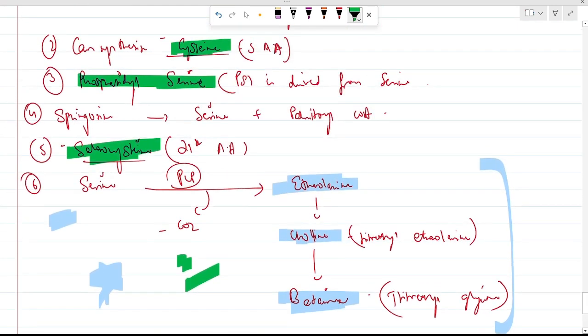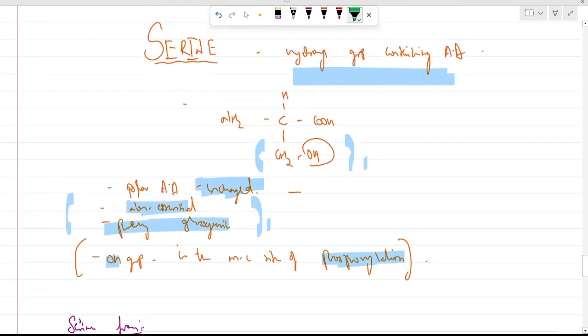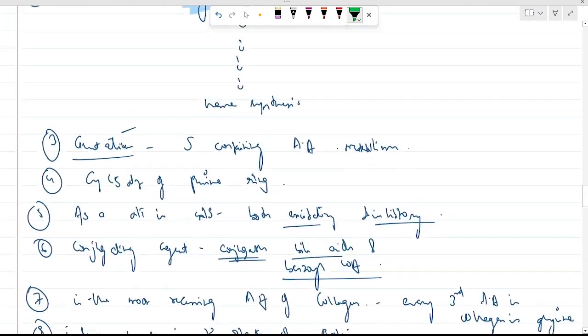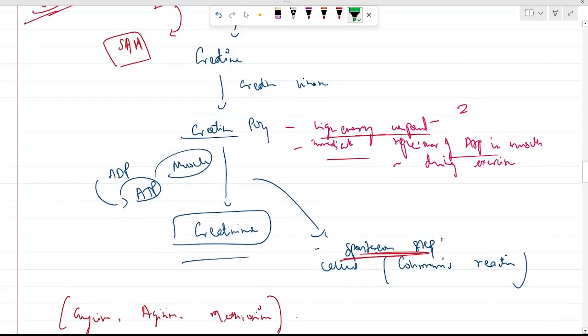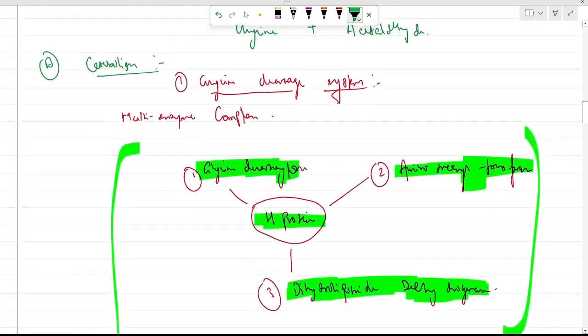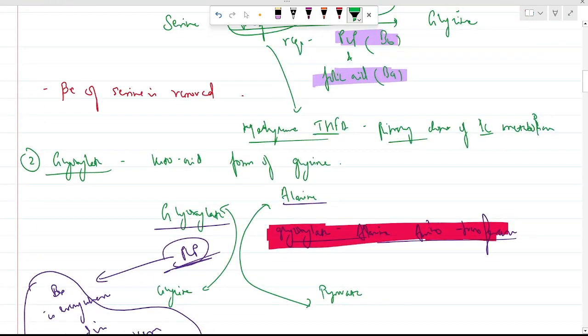This was all about our discussion on glycine and serine. The synthesis, catabolism, anabolism, clinical link, hyperoxalemia, and which metabolisms serine is involved in are all discussed here. Revise them, guys.